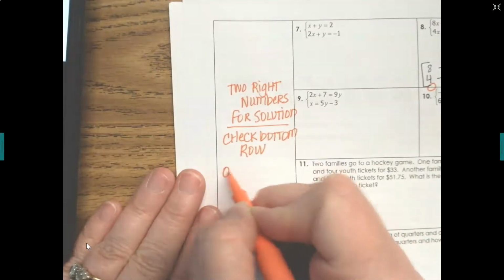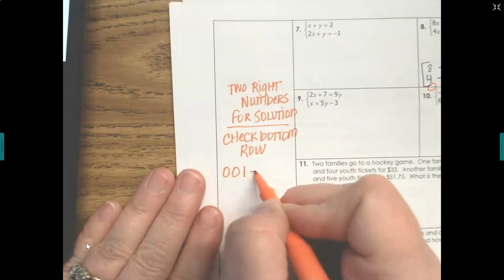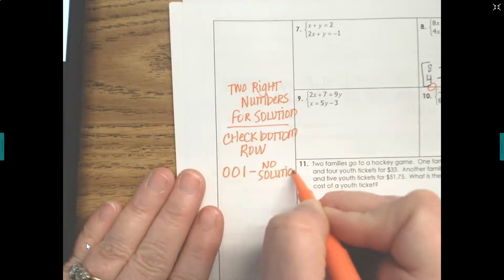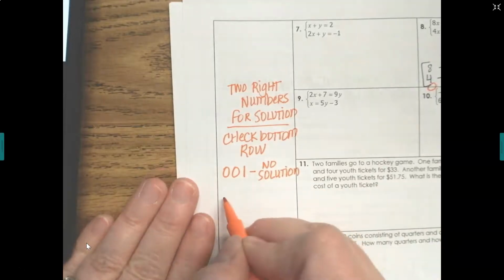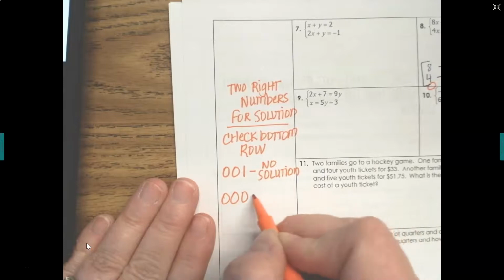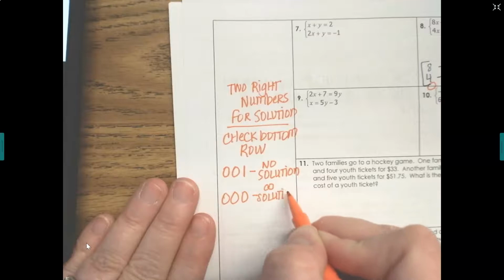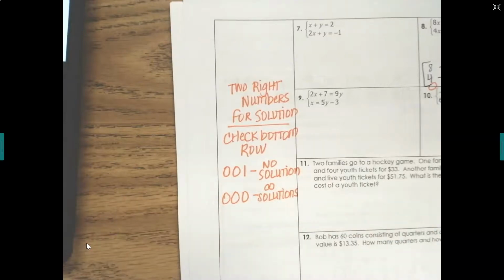If you have 0, 0, 1, that is no solution. If you have 0, 0, 0, that is infinite solutions. Okay? So that's what you got to keep in mind while you're doing these, because they can get kind of repetitive because you keep doing the same button pushes, but pay attention to your answers to make sure you're giving me the correct answer. Now let's try a couple word problems to see how it works the exact same way.